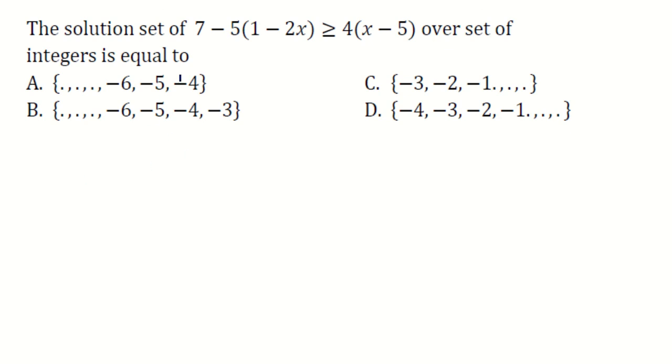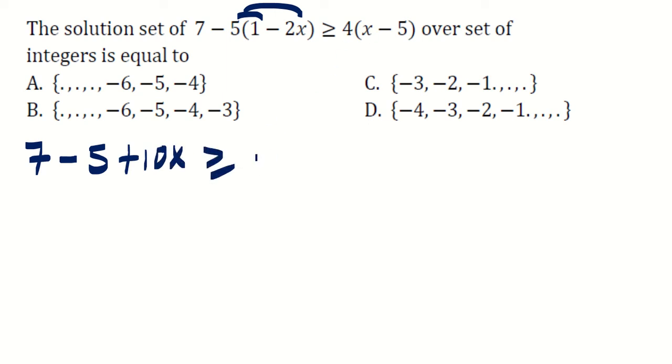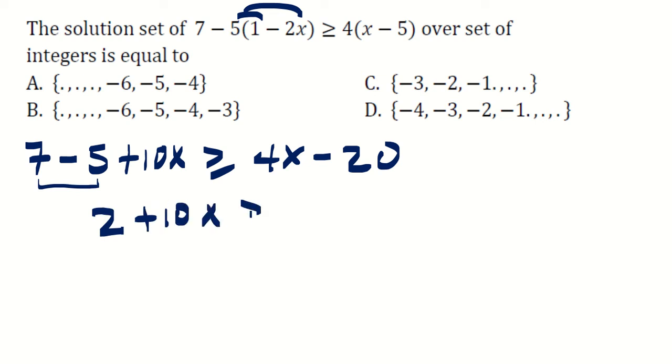Next question, it is an inequality. Again, we need to remove the bracket first. So 7 minus the 5 will multiply each of them here. 5 times 1 is 5. And negative times negative will be plus 10x. Greater or equal to 4 times x is 4x, minus 4 times 5 will be 20. Then if there are like terms, collect. These two are like terms. So 2 plus 10x is greater or equal to 4x minus 20.